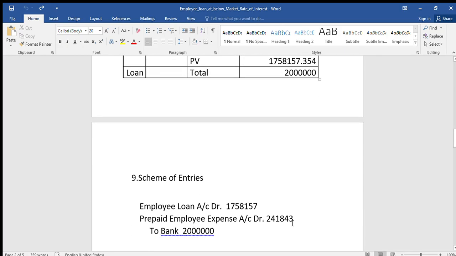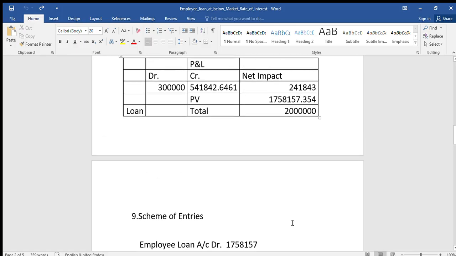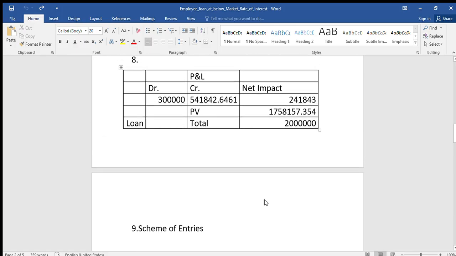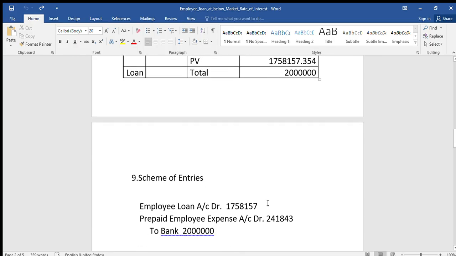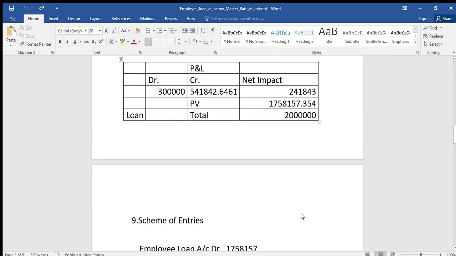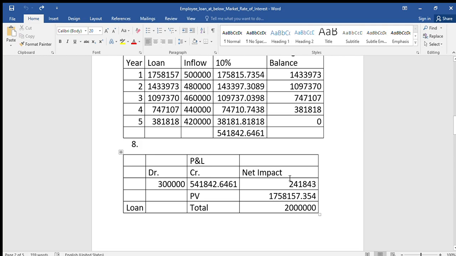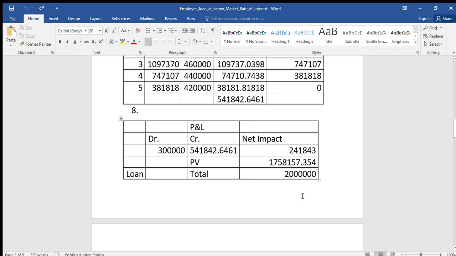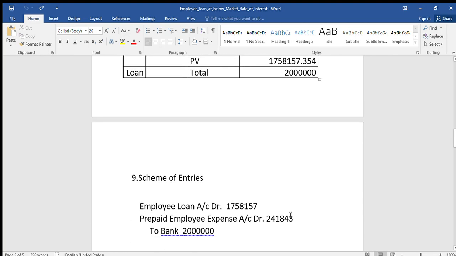Now we'll discuss the scheme of entries. 1,758,157 is the present value of the loan. So employee loan account debit would be 1,758,157, to bank 20 lakh, and the differential of the two would go to the prepaid employee expense account. That will be 241,843, which is the amount in the credit of the P&L. So 241,843 would be the prepaid employee expense account.